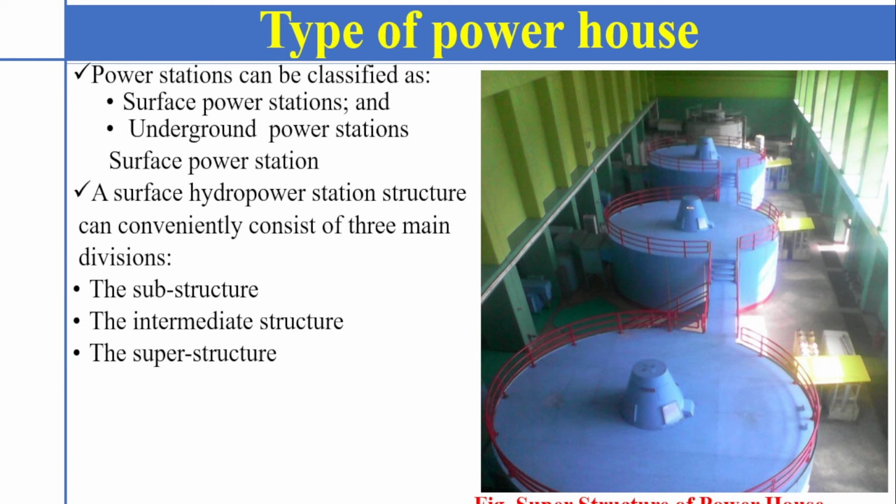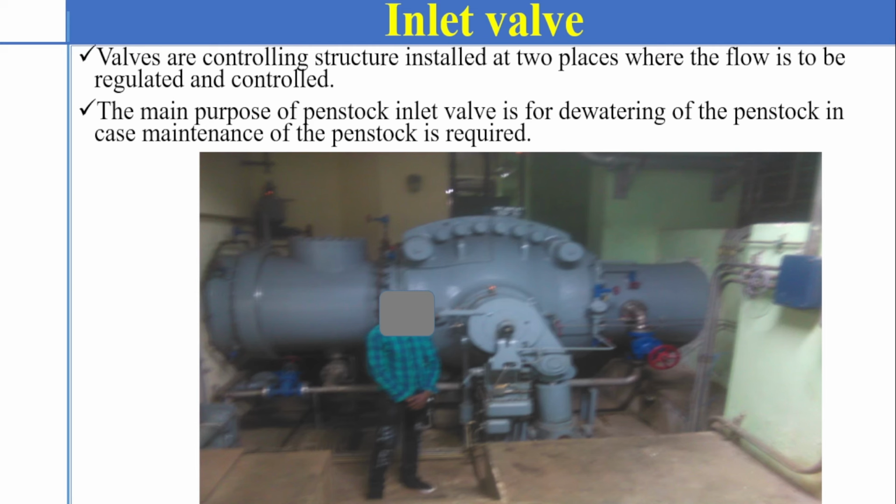Power stations can be classified as surface power stations and underground power stations. A surface power station structure can conveniently consist of 3 main divisions: the substructure, the intermediate structure, and the superstructure. The next and most important conveyance structure is the inlet valve.